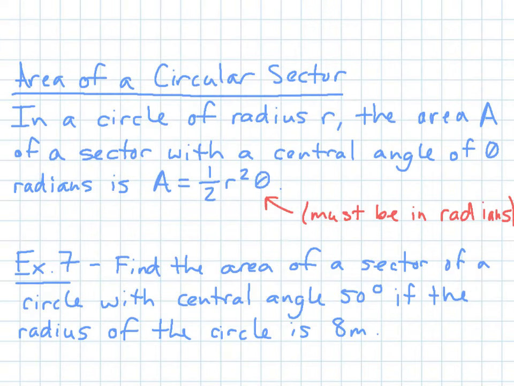Moving on. Now we'll talk about area of a circular sector. This is in a circle of radius r. The area A of a sector with a central angle of theta radians is A equals 1/2 r squared times theta. Okay, remember that theta must be in radians.